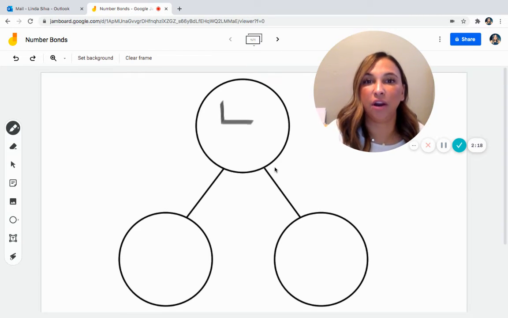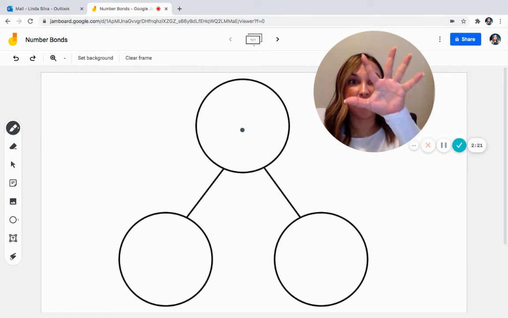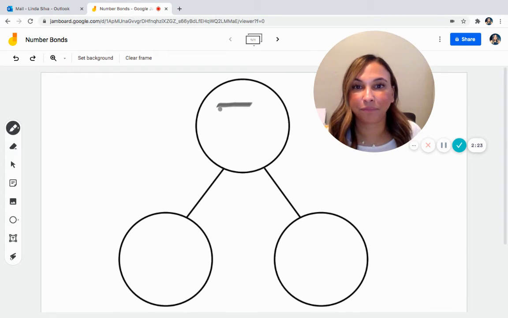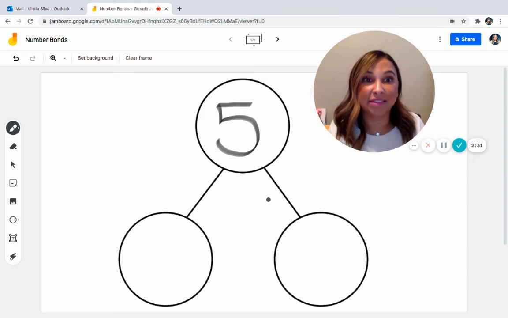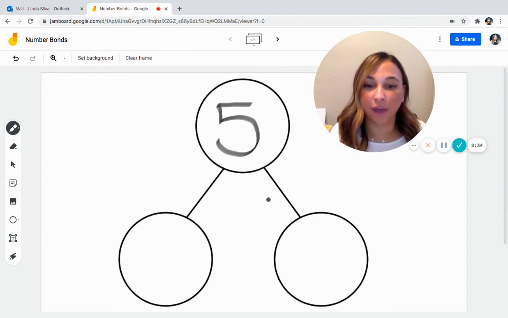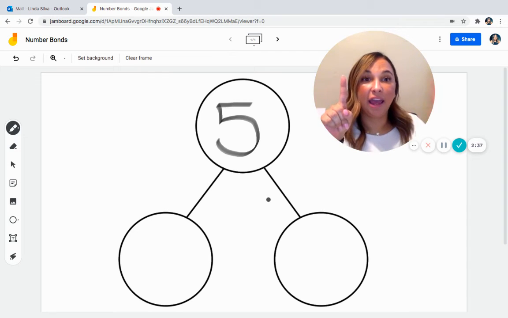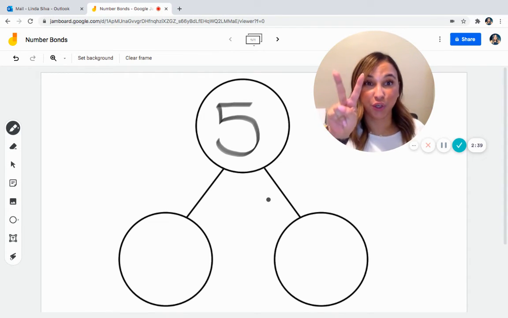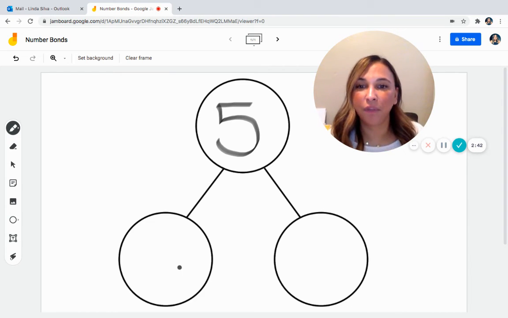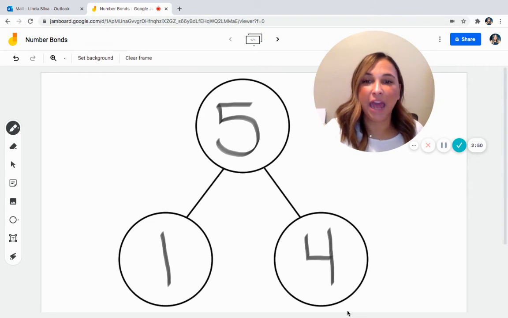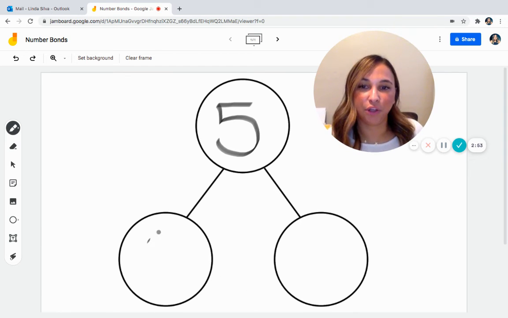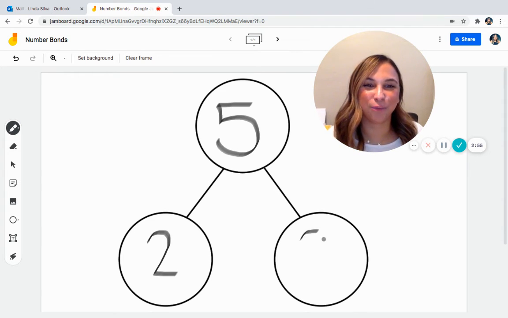Let's do one more example. Let's think about the number 5. So we could hold up 5 fingers on one hand, but we want to separate these into 2 parts, okay? So we could do 1 and 4. We could do 2 and 3. So we could put 1 down here and 4 down here, right? That's one option. And another option would be to put 2 here and 3 here.